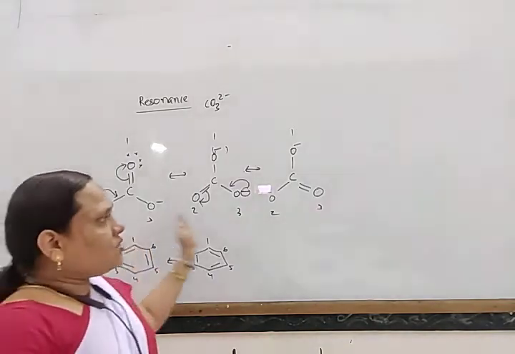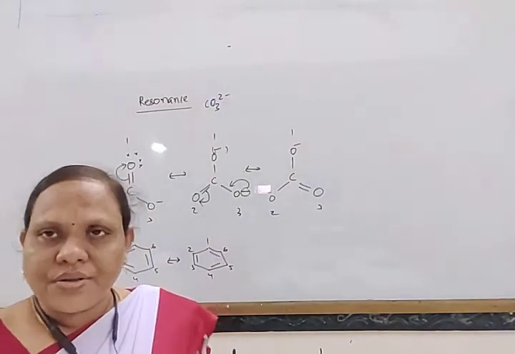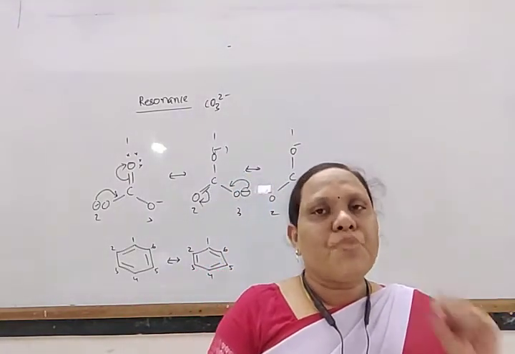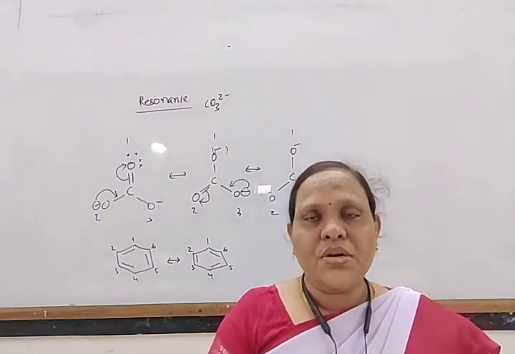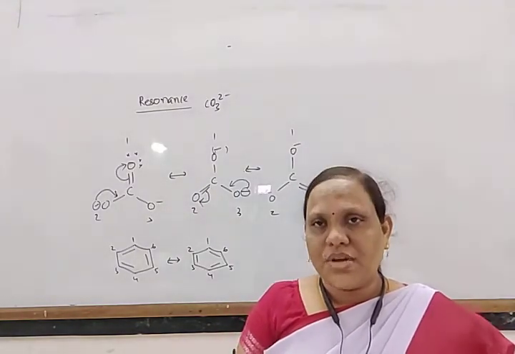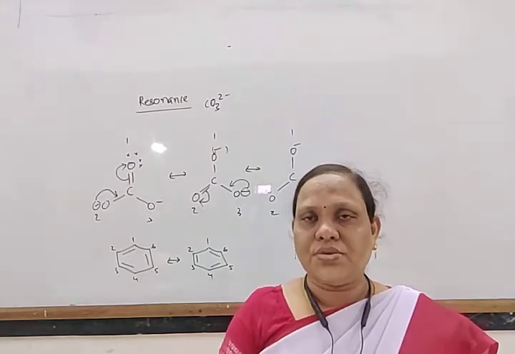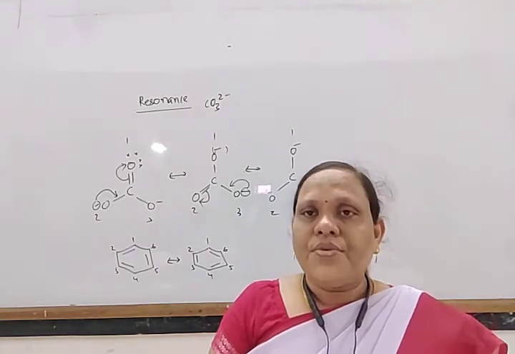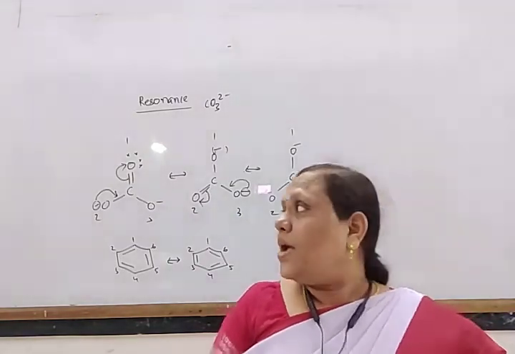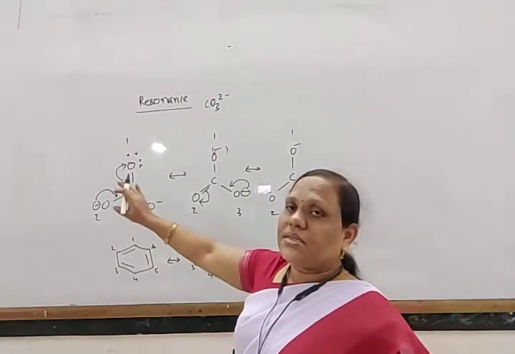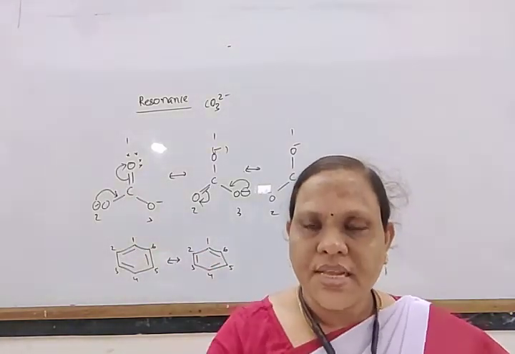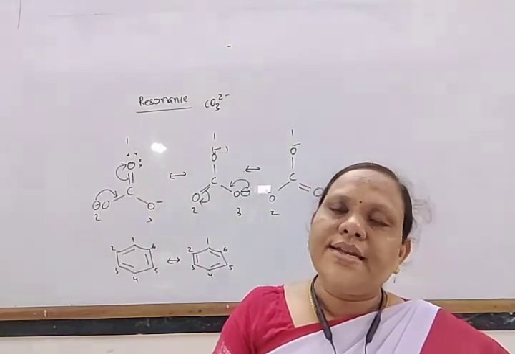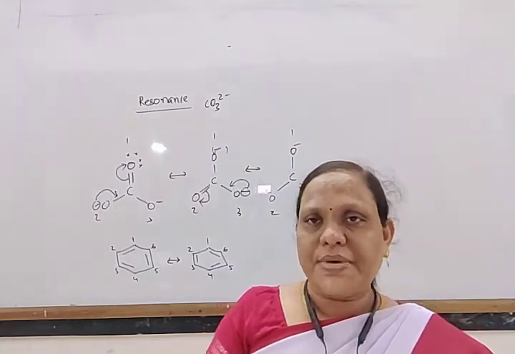So writing structures of any species, ions or molecules just by changing the electron pairs or the bond lines, not by changing the position of atoms, is known as resonance. That concept is known as resonance. In organic chemistry, you will be taught this more. Now just briefly, you know what resonance is. Okay, so note down what resonance is and the resonance structures of some species.